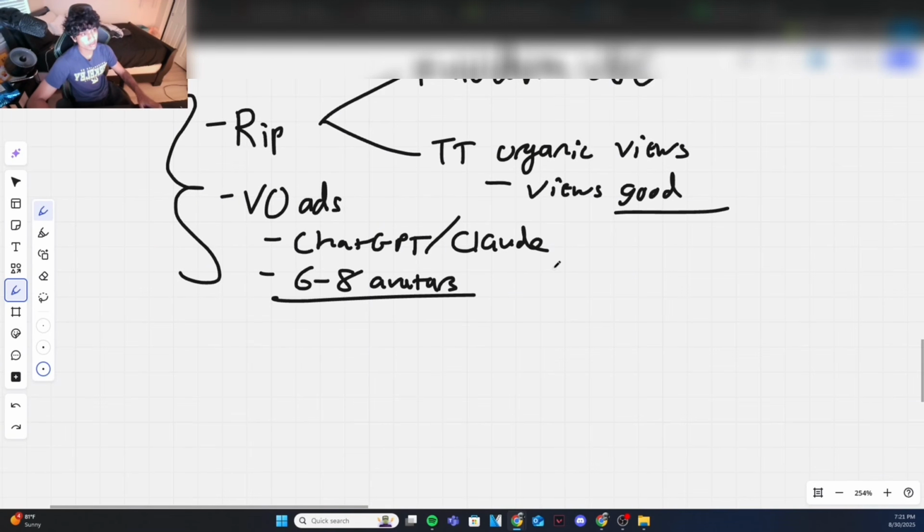Again, this is super brief. You're going to want to do a lot of manual edits to the script. You don't want to just completely rely on AI. But this is kind of a basic rundown on how you get a voiceover ad started in terms of the scripting side of things.